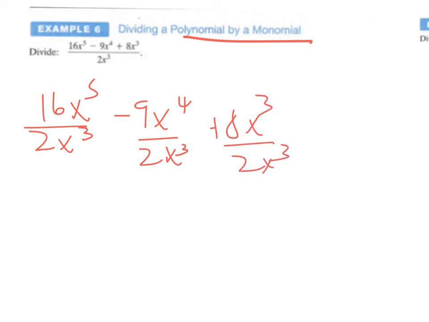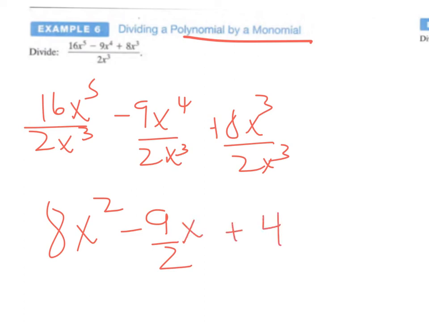Now we do each part. This is 8, and I subtract my variables, 2. This is still a fraction, so I'm going to leave it as a fraction because it doesn't go in evenly, but I have x to the 1st power. And then this last one divided does come out evenly, but we also get x to the 0, which is just 1, so there's my answer.